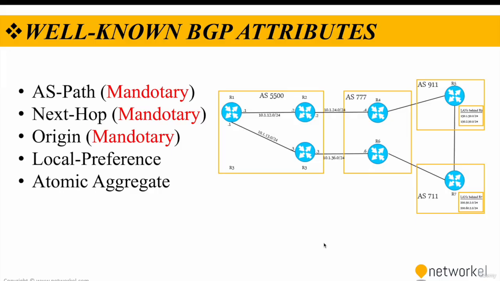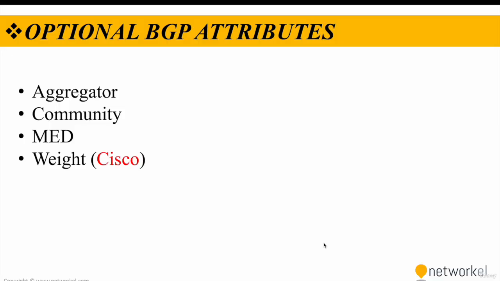And lastly, we have the atomic aggregate, that is an attribute used to indicate that the route was aggregated and that some information may have been lost. So it signals that the prefix has been summarized. So mainly this is used to alert BGP peers that the route has been aggregated and that detailed route information may not be available. The attributes that I showed you in previous slides were the well-known BGP attributes. Some of them are mandatory and some of them are not.